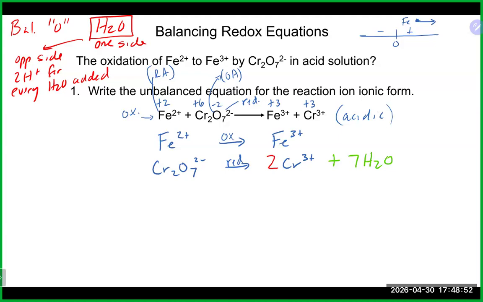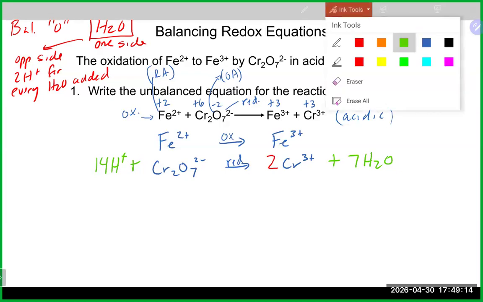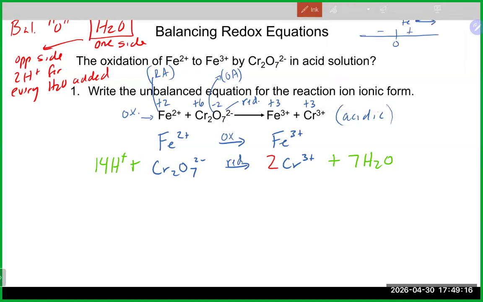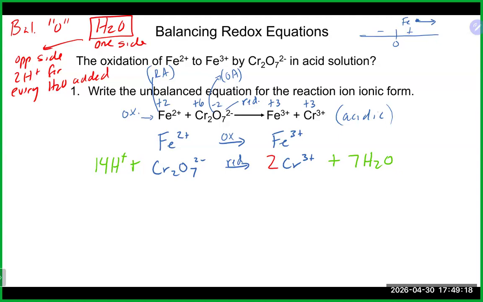Because we added 7 waters to the right-hand side, again, so we don't end up with too many hydrogens or not enough hydrogens, we will have to add 14 H pluses to the other side. Any questions on that there? At this point, you should hopefully be balanced in terms of elements. You should have the same number of elements on each side of the half reactions.